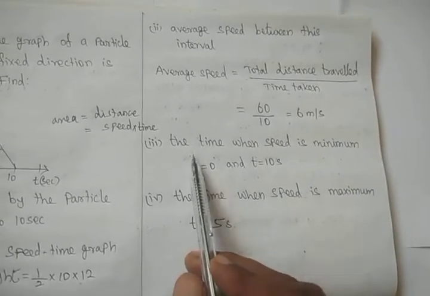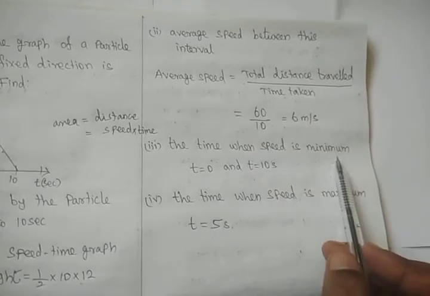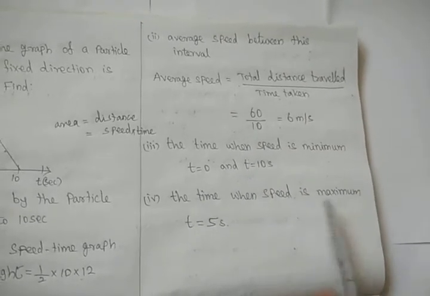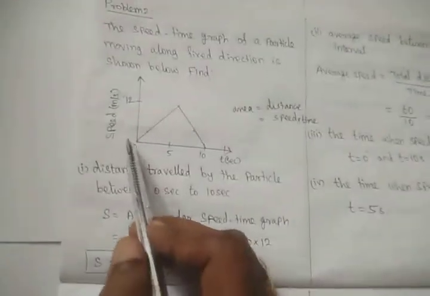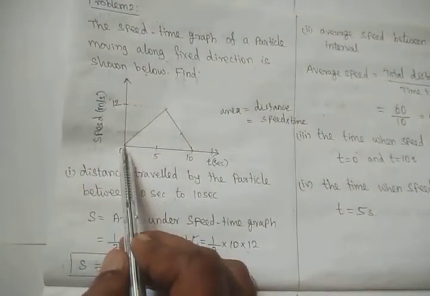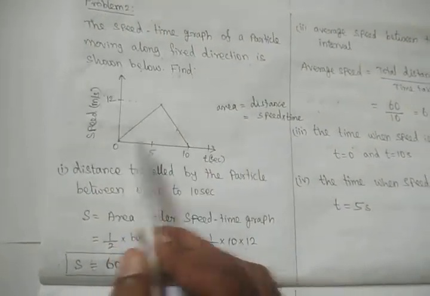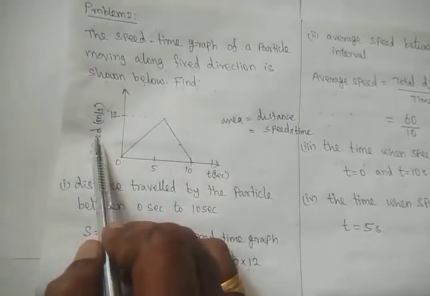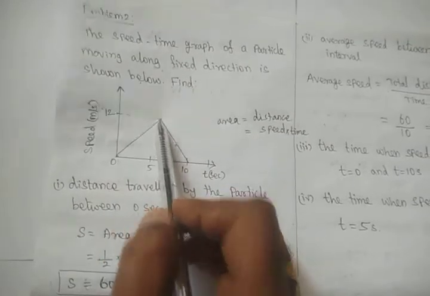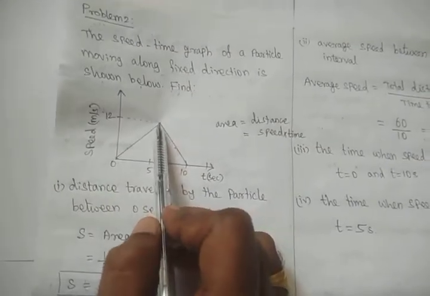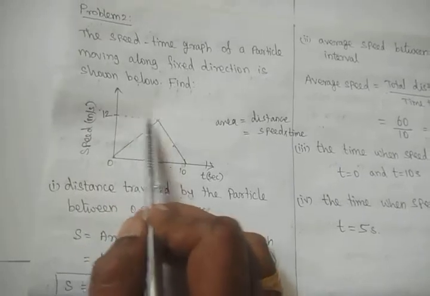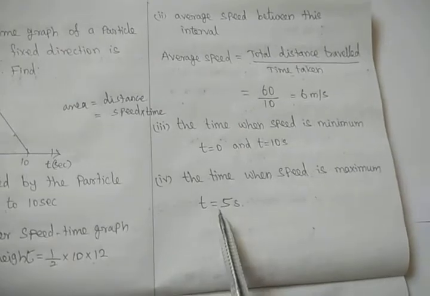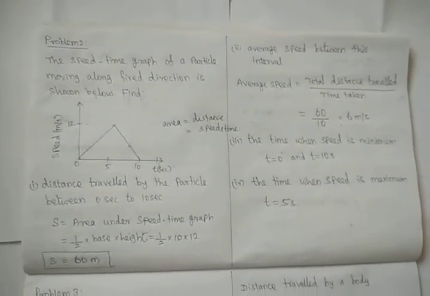The next question is the time when the speed is minimum, and the time when the speed is maximum. So the speed is minimum where this point is 0 speed. So what is the time? At the time t is equal to 0 and the time t is equal to 10 seconds, the speed is minimum. And at this point, at t is equal to 5 seconds, the speed is maximum, 12 meter per second. So it is t is equal to 0 and 10 seconds for minimum speed and t is equal to 5 seconds for maximum speed. So this is a very simple problem.